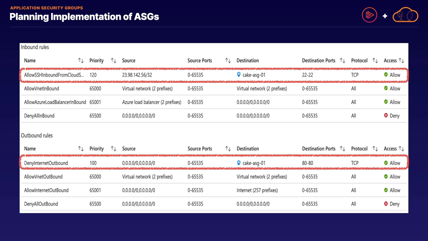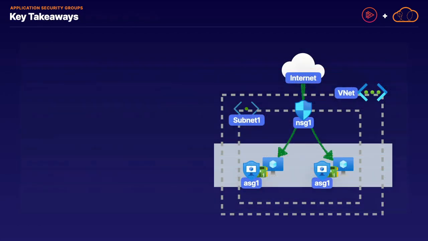Again, it's important to remember that application security groups can be referred to as either the source or destination of a security rule, whether that's inbound or outbound. It doesn't actually matter. It can be specified in either category when we're creating those security rules. So now that we understand what it looks like inside of an actual NSG and security rules, we're going to move into the key takeaways of this lesson to round us out.